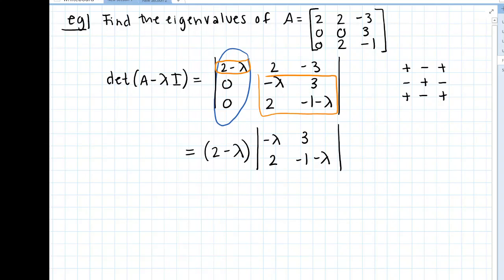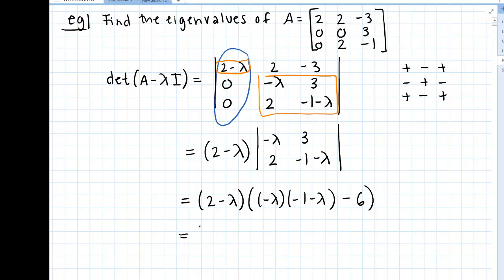And then there's nothing else in this determinant, right? Because it would just be 0 and 0, so we don't need to do those. So what does this look like? It's 2 minus lambda times the determinant of a 2 by 2, which is just the diagonals multiplied and then subtract the other diagonals multiplied. So we have negative lambda times negative 1 minus lambda minus 6.